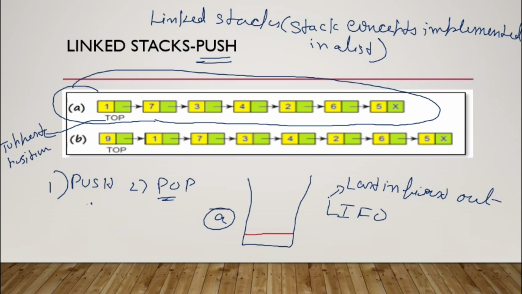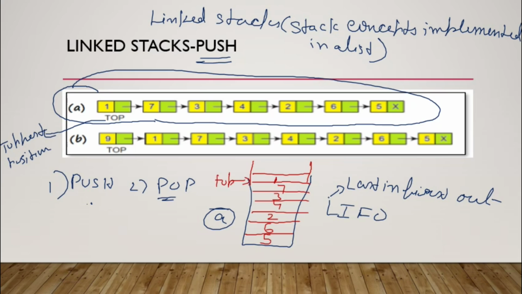So if you draw here, 5 will be stored at the beginning, then 6 will be stored, then 2 will be stored, then 4, then 3, then 7, then 1 will be stored, and here it will be top.